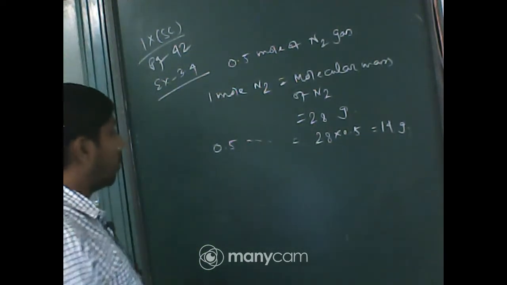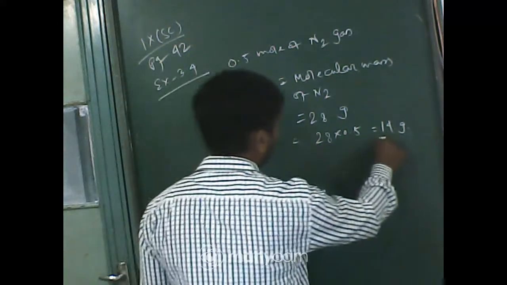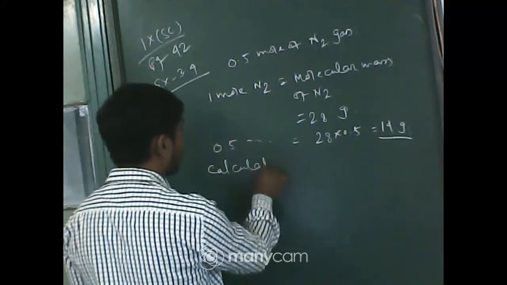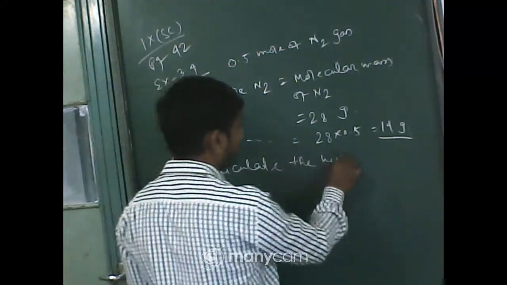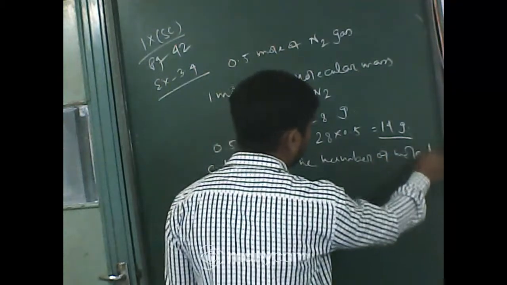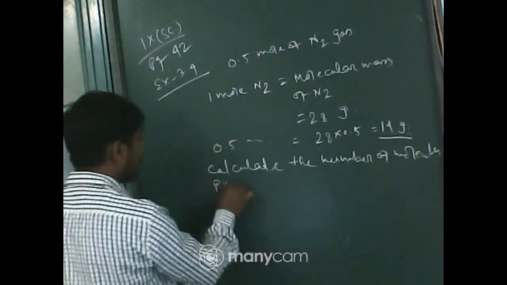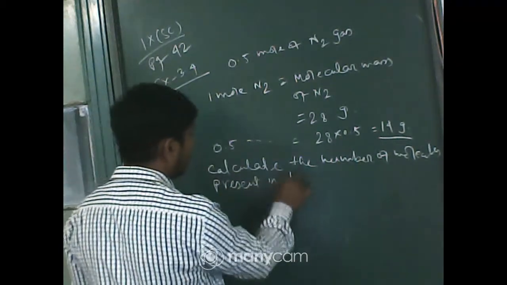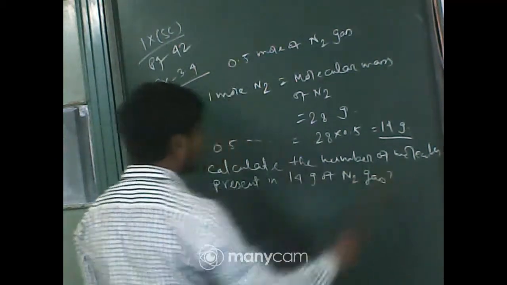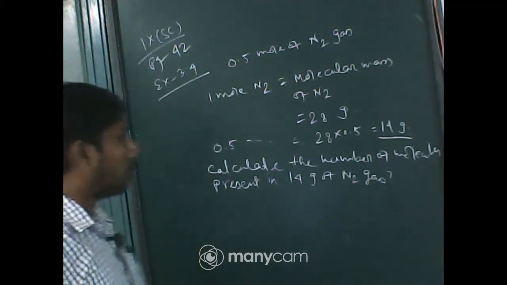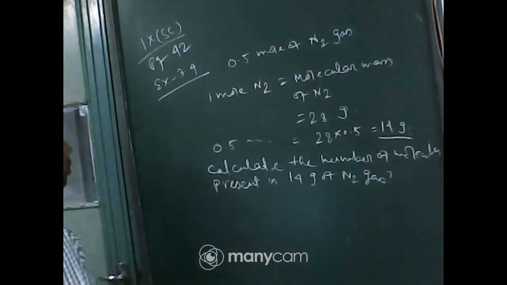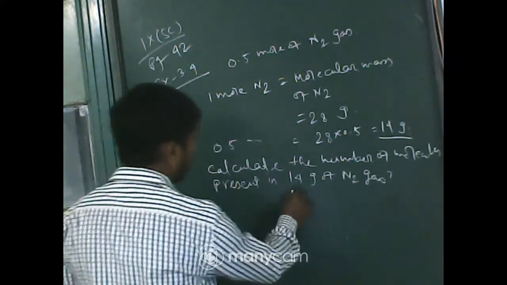Okay. Now, we will further proceed on that. Now, calculate the number of molecules present in 14 gram of nitrogen gas. Okay. So, how do we have to solve it?